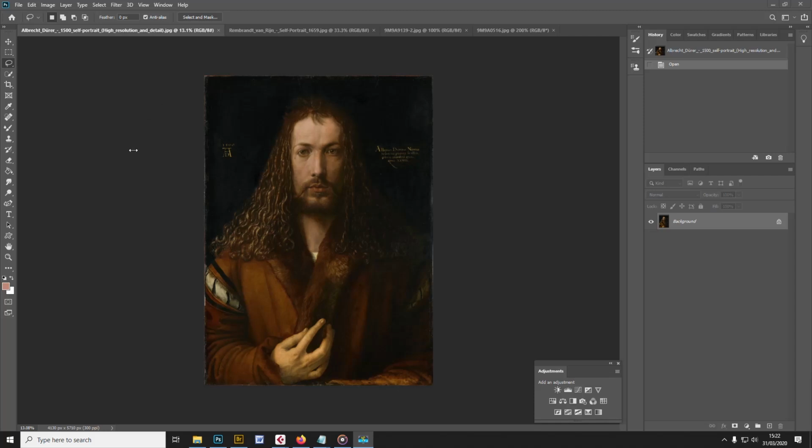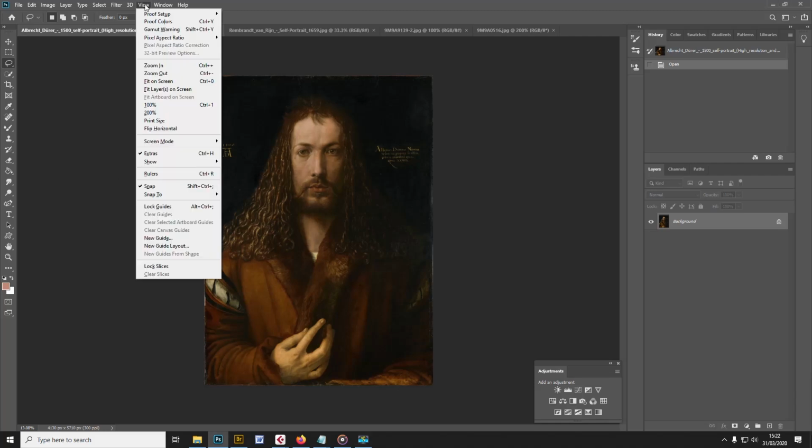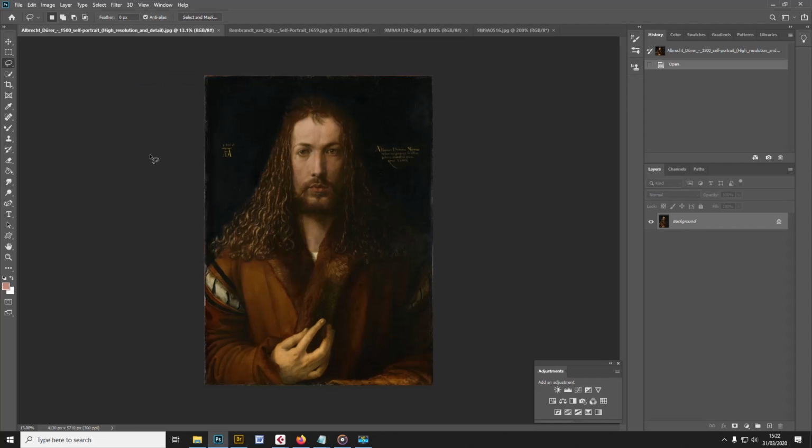So if we look at this, the Durer self-portrait, 1500, this is Durer at the age of 28, apparently. And if we look at this image, this is just a kind of fit to screen in Photoshop. And here we can see fairly clearly the catchlights in the eyes. They aren't particularly distinct, but they're definitely there.